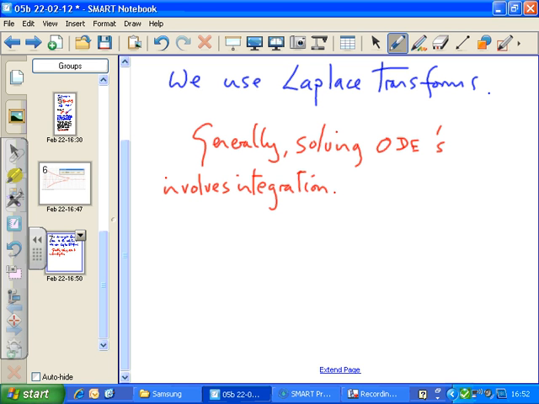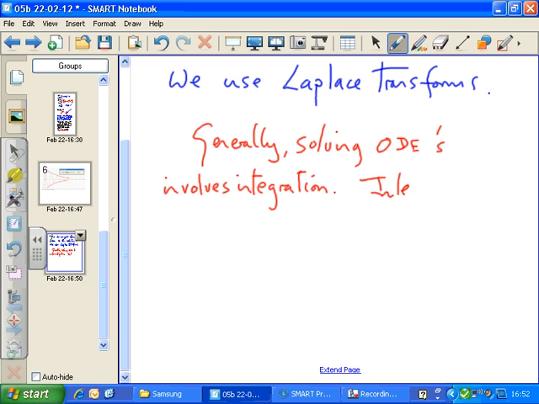An ordinary differential equation involves a differential. So how do you undo a differential? Integrate it. The opposite of differentiation is integration. So to get back from a differential to the original function, we need to use integration.